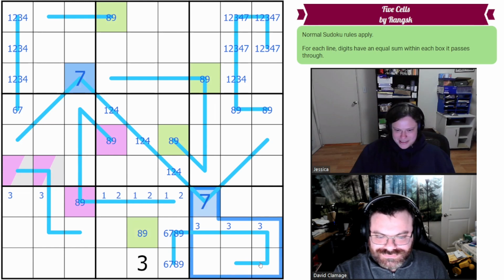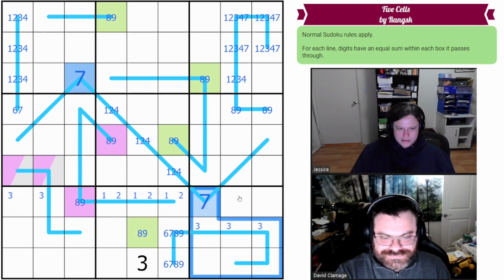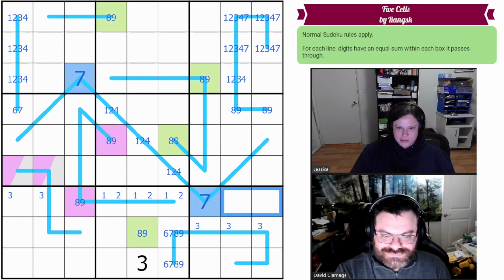Green can't go on this. Can it? No, because it doesn't have a 7. Yeah, you said right at the start you can't have 8 or 9 on there. So one of these is green.